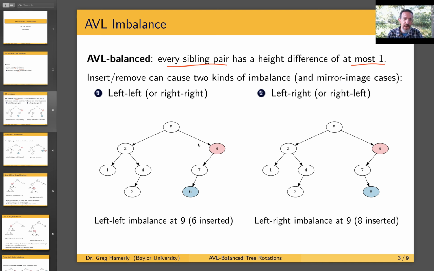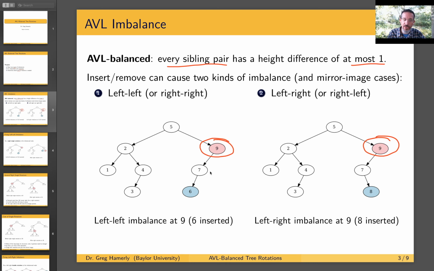So if we had a tree which looks like this, and before this tree was AVL balanced, it looked like this, and then we inserted 6, okay? So this tree is the previous tree, it's AVL balanced, and you can check that. And then if we insert a 6 right here, then it becomes imbalanced, and the place where it becomes imbalanced is at this node. Similarly, if this tree was like this and it was balanced, we insert the 8 right here, the tree becomes imbalanced right here.